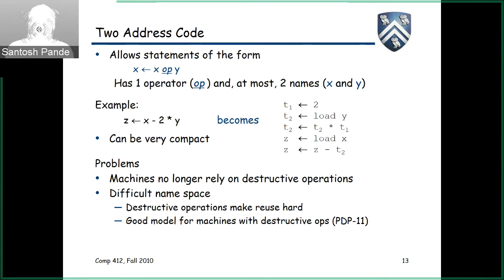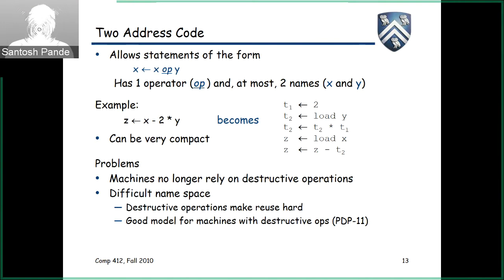In this quad representation, as I was mentioning earlier, the main job that you have is to generate these temporaries to hold the results, and the management of temporaries is an interesting issue, which you can see in this simple example, continuing with z equal to x minus 2 times y. We have assigned a temporary for holding the value 2.